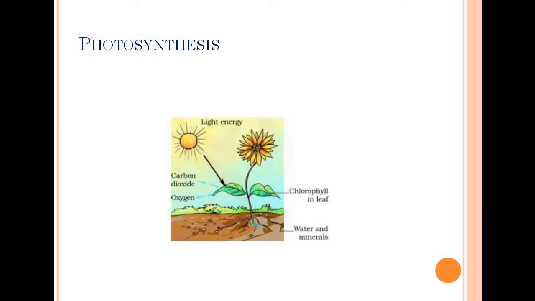So by explaining the figure of photosynthesis, now we have a concrete image in our mind of how and what the different raw materials required for the process of photosynthesis are.